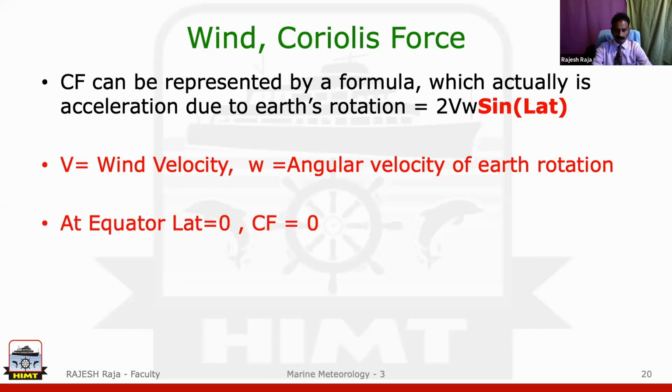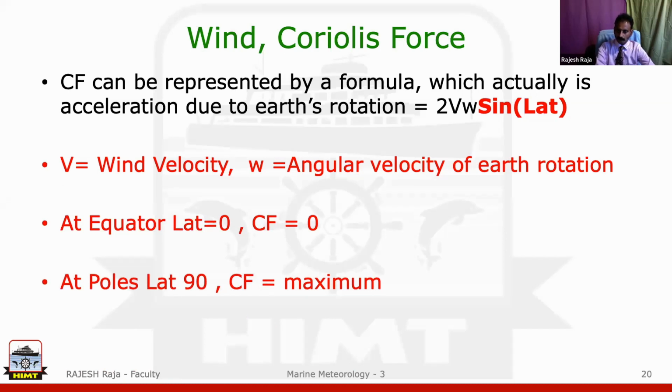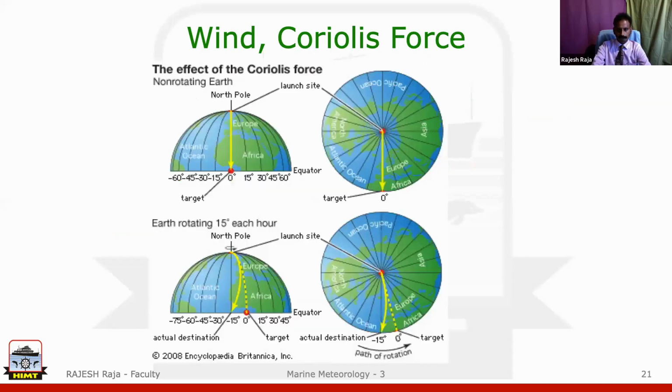So it is very evident, sine 0, Coriolis force is 0. That means at the equator, it is 0. But sine 90 is maximum, so Coriolis force is maximum at the poles. So this is what you need to remember. One small example for you to understand. I'll try to explain. Please stop me after this if you cannot.